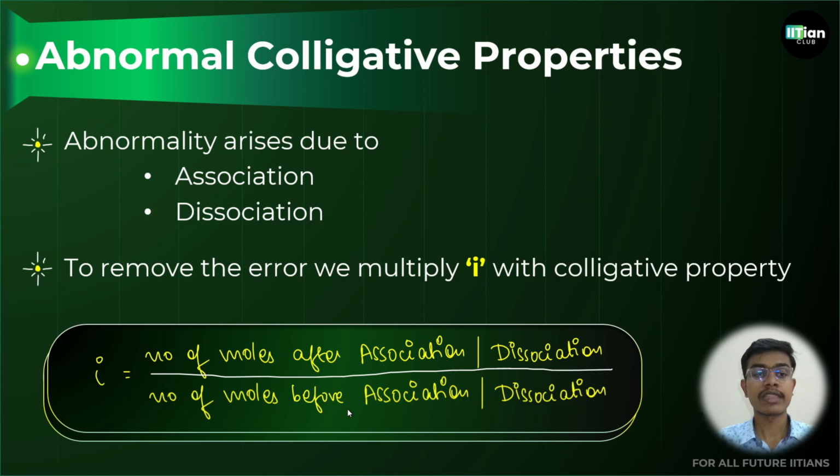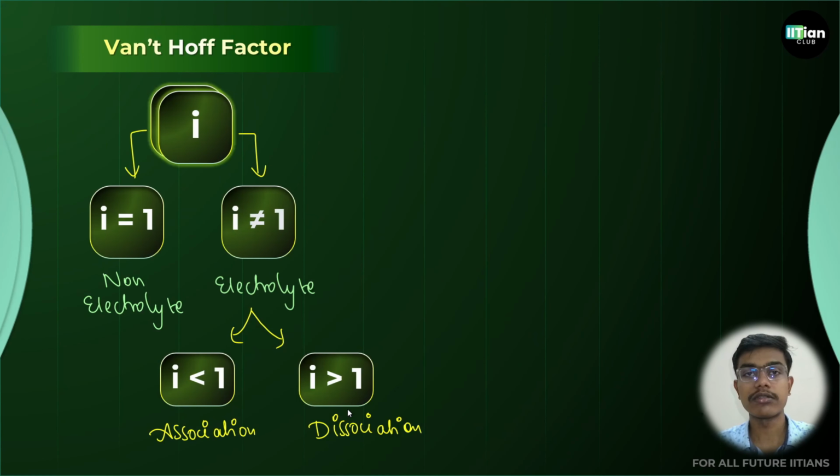To eliminate this, we'll be multiplying it with i. i is the Van't Hoff factor. Van't Hoff factor is defined as number of moles after dissociation or association divided by number of moles before the association or dissociation. i is equal to 1 for a non-electrolytic solution, so basically you don't have any errors in the measurements. But when it is an electrolyte like NaCl, there will be some dissociation or association, like in the case of CH3COOH. So we'll be multiplying an error factor, that is i, termed as Van't Hoff factor.